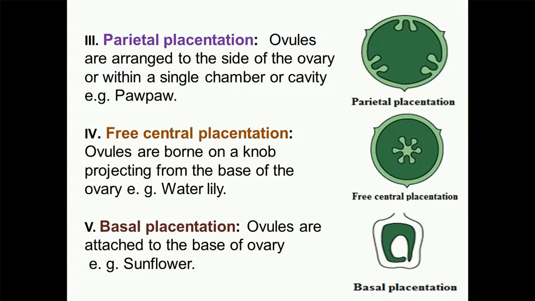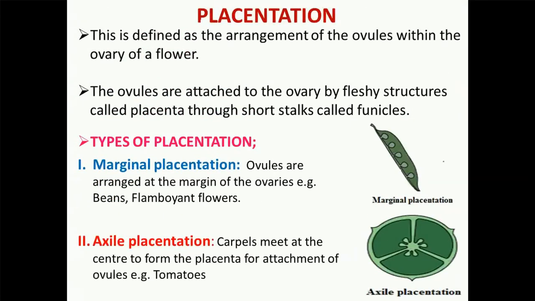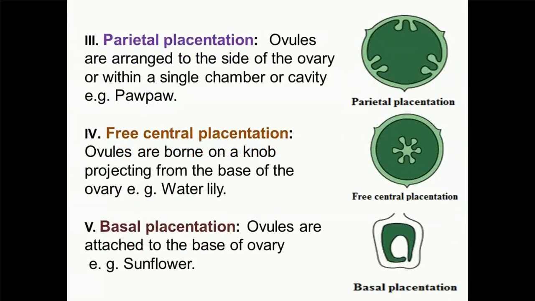The last type is called basal placentation. Here the ovules are attached to the base of the ovary. The simplest of them all, and it is common in flowers such as sunflower. So you should be able to mention all the types of placentation. The first one we have marginal placentation, the second one is axile, the third one parietal placentation, the fourth one free central placentation, and the last one basal placentation.